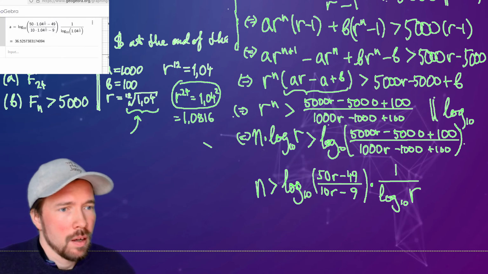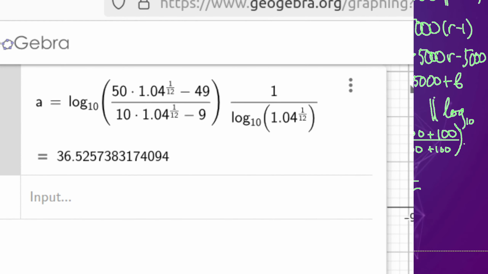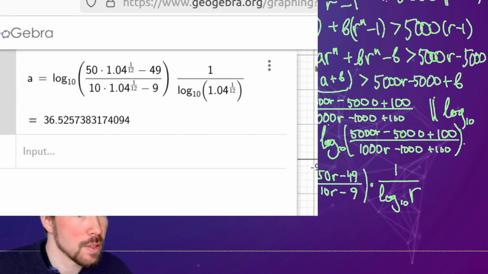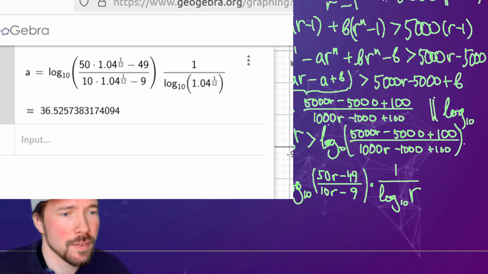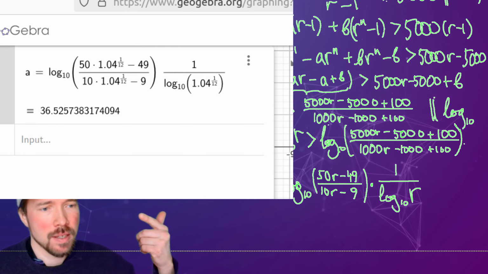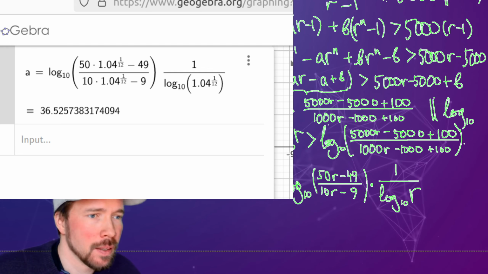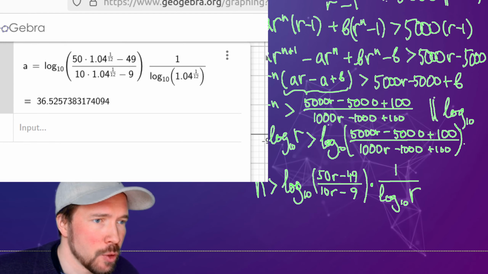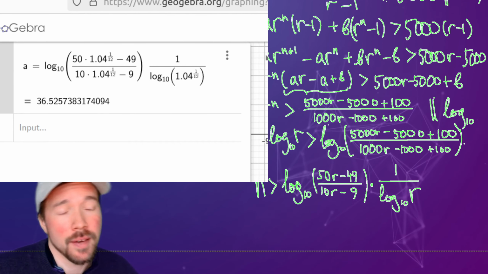One second. Okay, so here I plug this formula into a calculator. Instead of r, as you can see, I have 1.04 to the power 1/12, which is the same as the 12th root of 1.04. And then I have plugged that into this formula, and what I get is 36.5 something.